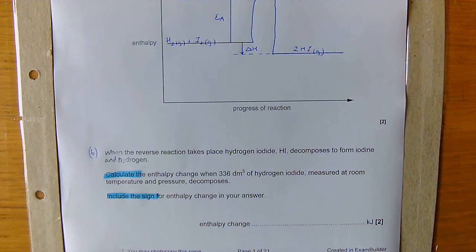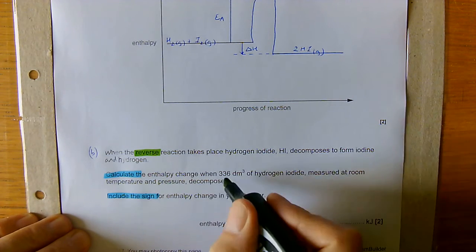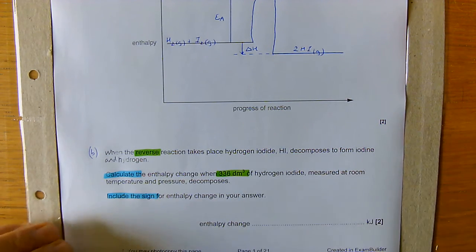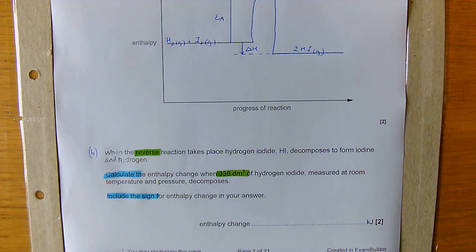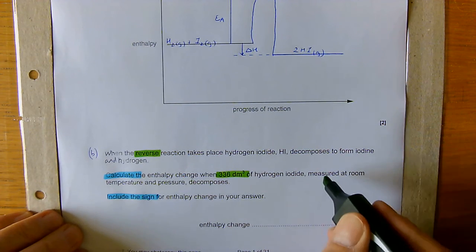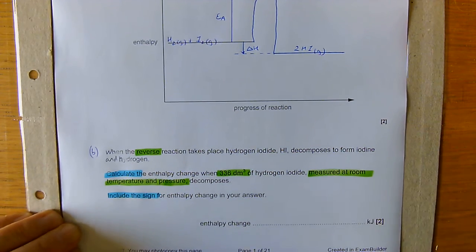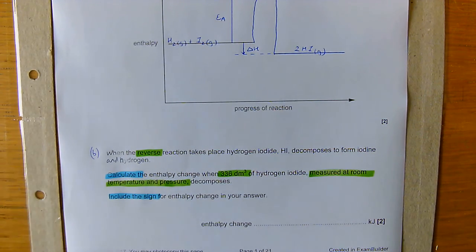Key information, well, we're talking about the reverse reaction to the one that we talked about in part A, and obviously the number is going to be important. The volume of hydrogen iodide is 336 decimeter cubed. We'll be able to use that to work out the number of moles of hydrogen iodide that are reacting. And the other thing that really should sort of put a spark in our mind is this thing here, measured at room temperature and pressure. As soon as you see that phrase, room temperature and pressure, or its shortened version RTP, you should be thinking about the molar volume of a gas. So if you've done this question already, great. If not, you might want to pause the video and have a go at it yourself.